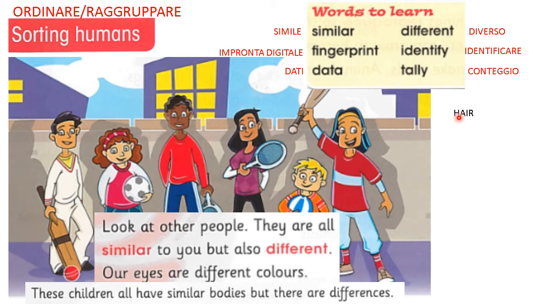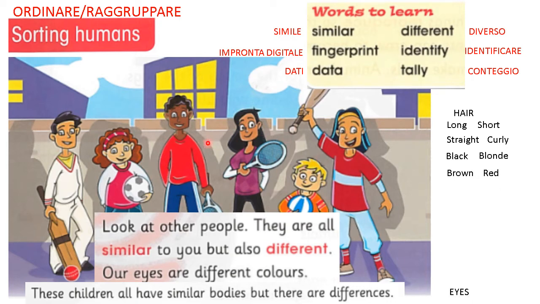Take a look at their hair. Some have long hair, like this girl. Some have short hair, like this boy. Some have straight hair, like this boy here. Some have curly hair, like this boy. The color of their hair changes too. Black, blonde, brown, and so on.